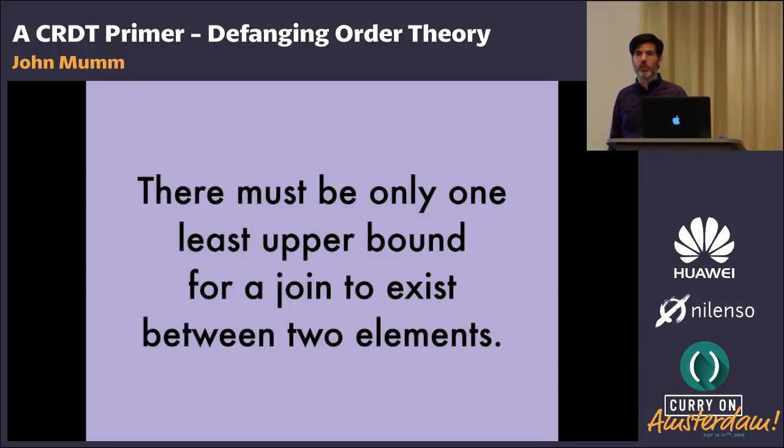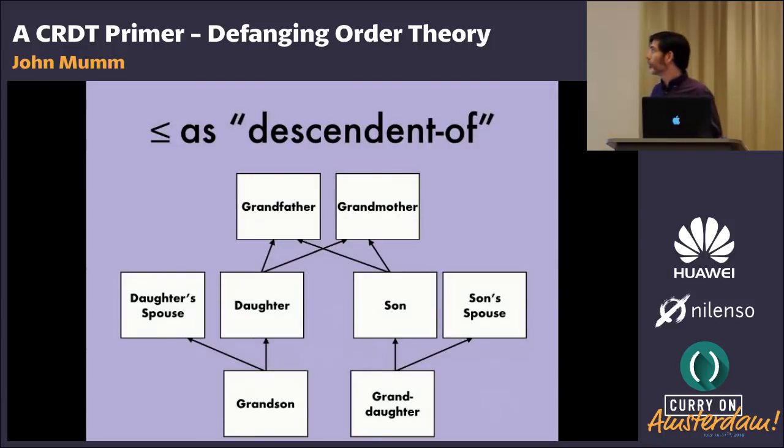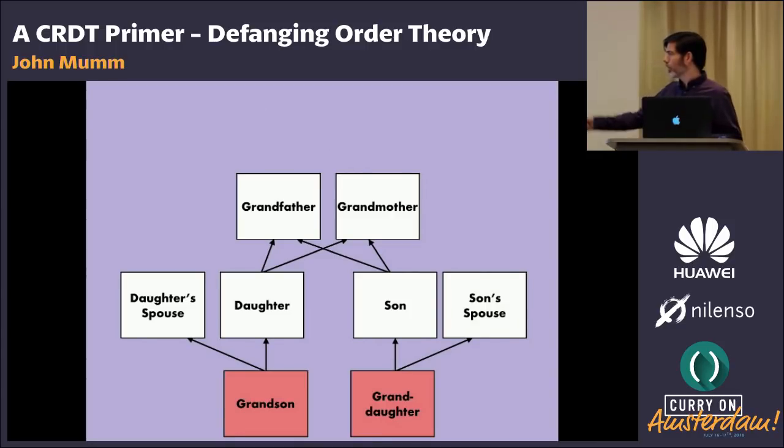Now, there must be only one of these least upper bounds for the join to actually exist. So what do I mean by this? Well, imagine that we're using this partial order descendant of. So we've got some grandparents and their children and their children's children who are cousins of each other. This is a partial order. So neither of the cousins are ancestors of each other. They can't be directly compared.